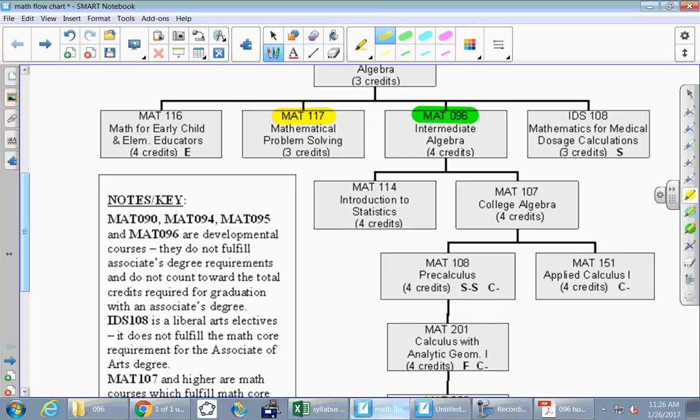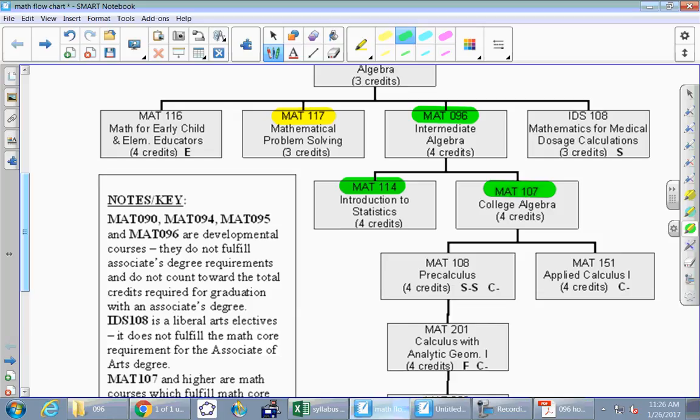Whereas if you stay on the path that you're on, most of you are either going to go to Math 107, which is college algebra, or Math 114, which is a statistics class. Either of those fulfills the math requirement. But if your goal is simply to fulfill the math requirement, then perhaps 117 is a better bet because it's only one course this semester instead of this course and then one more next semester.